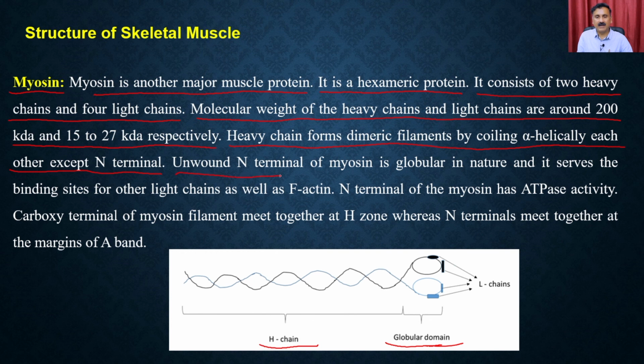The unbound N terminus of the myosin is globular in nature and it serves as the binding site for the light chain as well as the F actin. So, these globular domains are going to bind the actin fibers, and they are also going to bind the light chains. The N terminus of the myosin has the ATPase activity. So, this is the portion which has the ATPase activity, whereas the carboxy terminals of the myofilament meet together at the H zone, whereas the N terminus meets together at the margin of the A band.